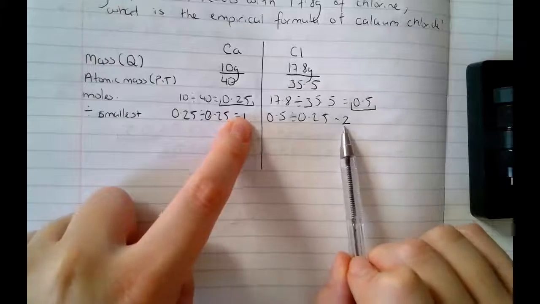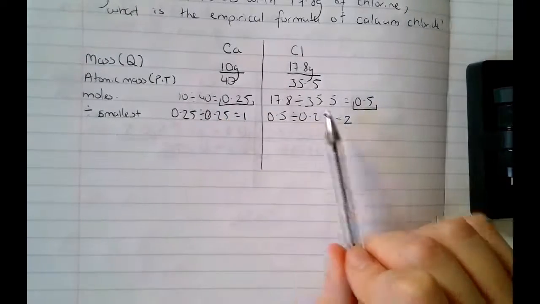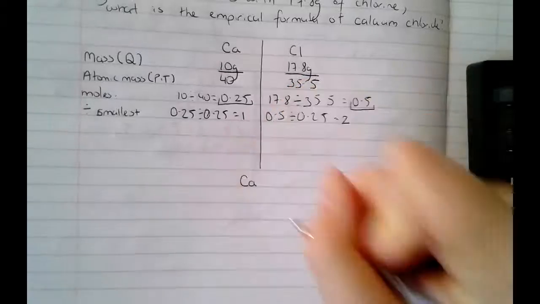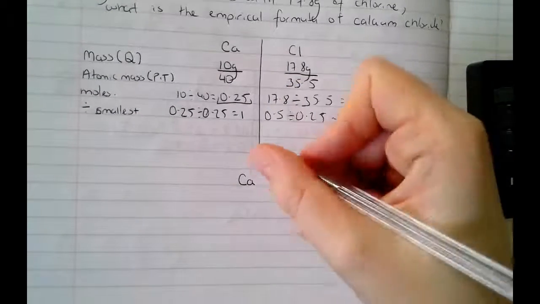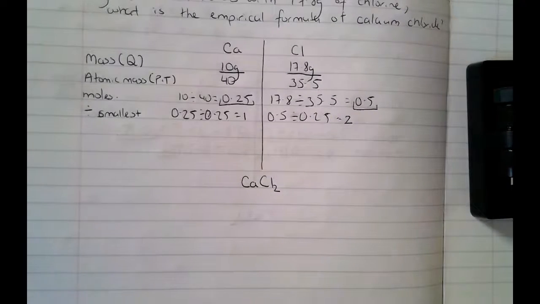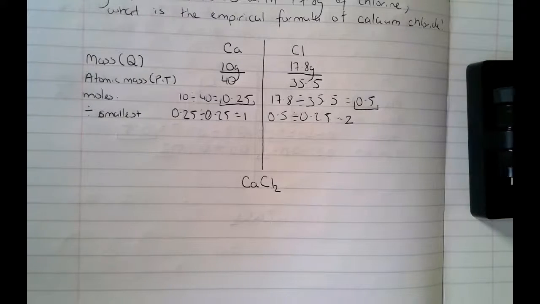Now that I've got the ratio in whole numbers, I can write my empirical formula. I have 1 calcium, so that's Ca, and 2 chlorines, so it's Cl2. And that is my empirical formula, CaCl2. Make sure you remember to write the empirical formula at the very end. The final mark goes for writing the formula, so it's not enough to just calculate the whole number ratio.